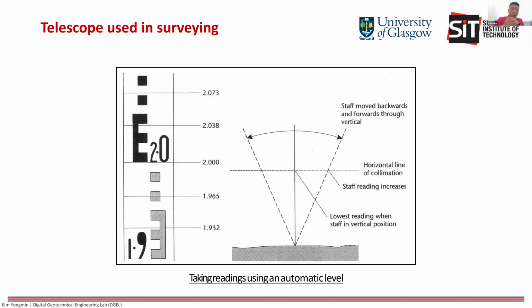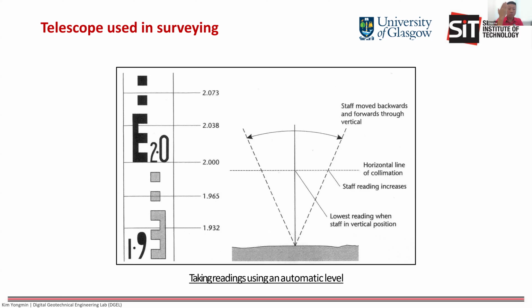So when we're doing survey, right, we need two guys. One looking at the leveling equipment, I mean the instrument, like an auto level. The other will hold the staff at the point of the survey. The guy who is holding the staff needs to make sure that the staff is always vertical. You cannot tilt upwards or backwards. Otherwise, the reading will be affected.